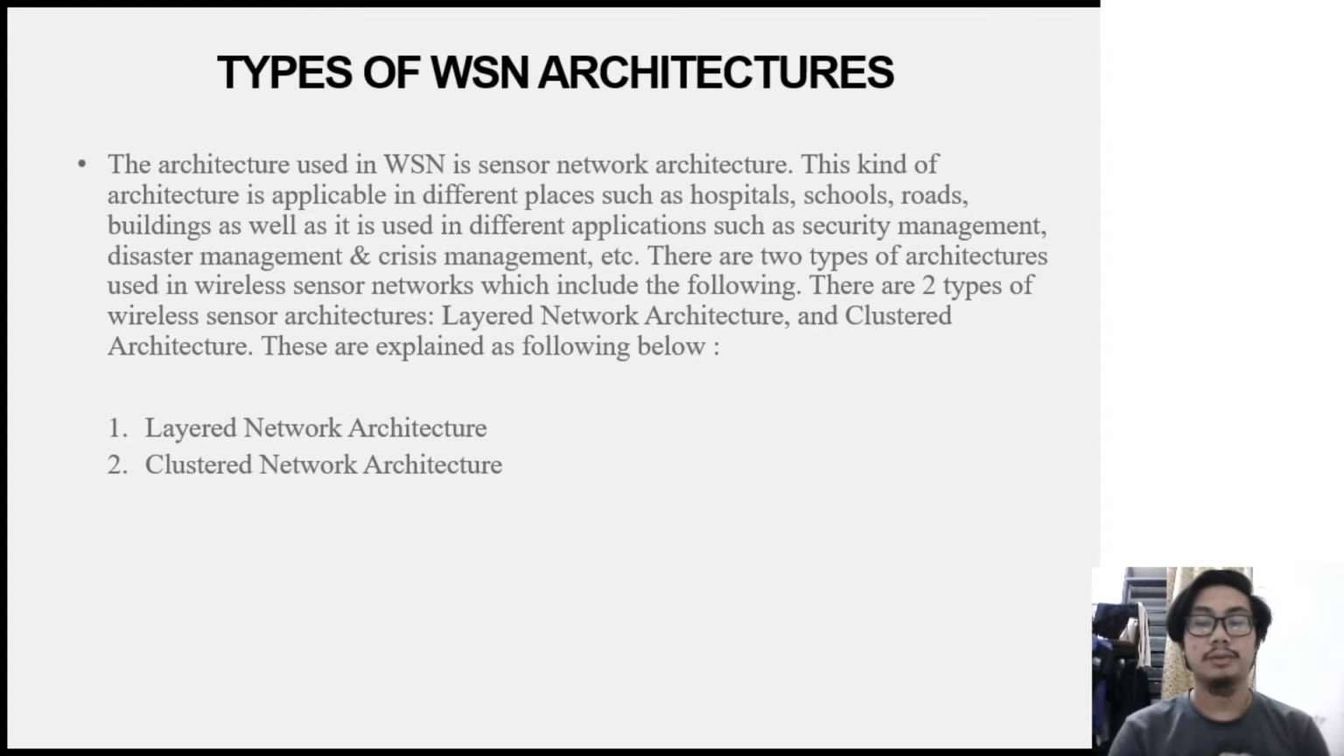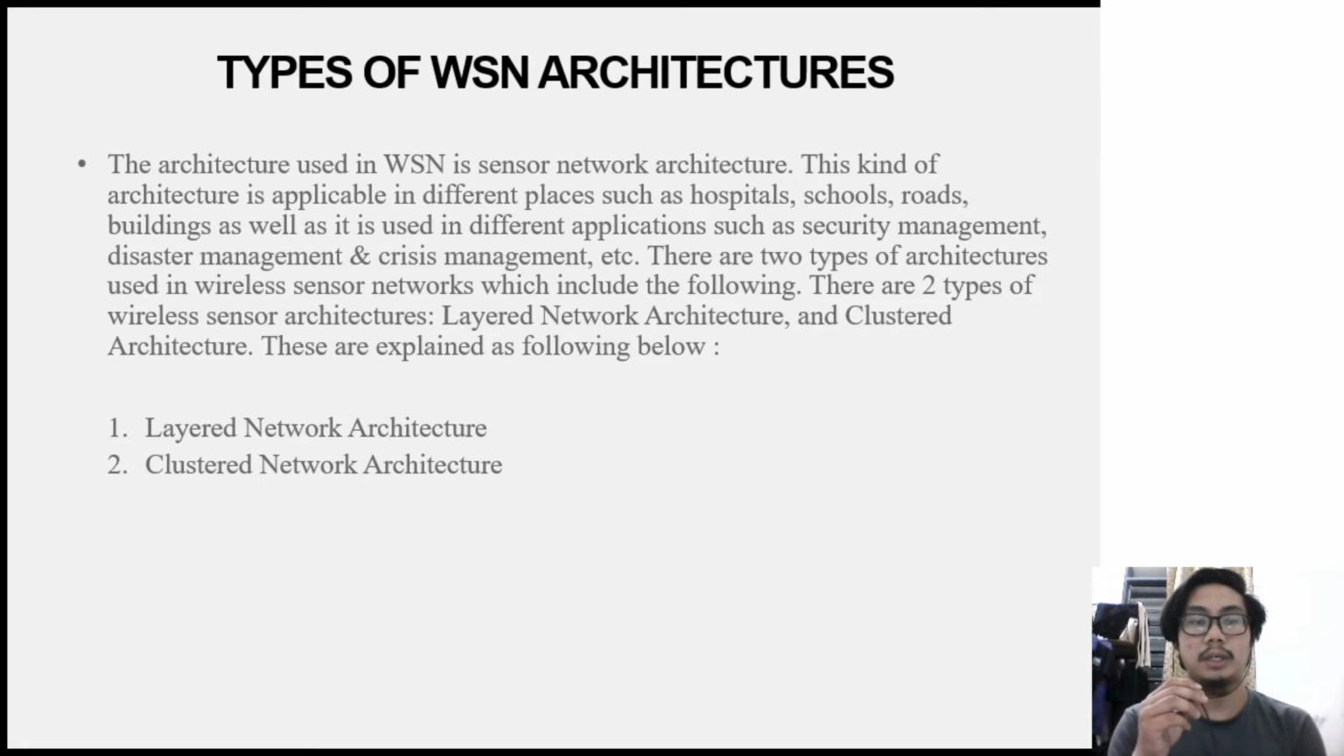Assalamualaikum warahmatullahi wabarakatuh. My name is Hakim and I'm going to explain about the types of wireless sensor network architectures. Okay, the architecture used in the application is a sensor network architecture. This kind of architecture is applicable in different places such as hospitals, schools, roads, buildings, as well as in different applications such as security management, disaster management, crisis management, and etc.